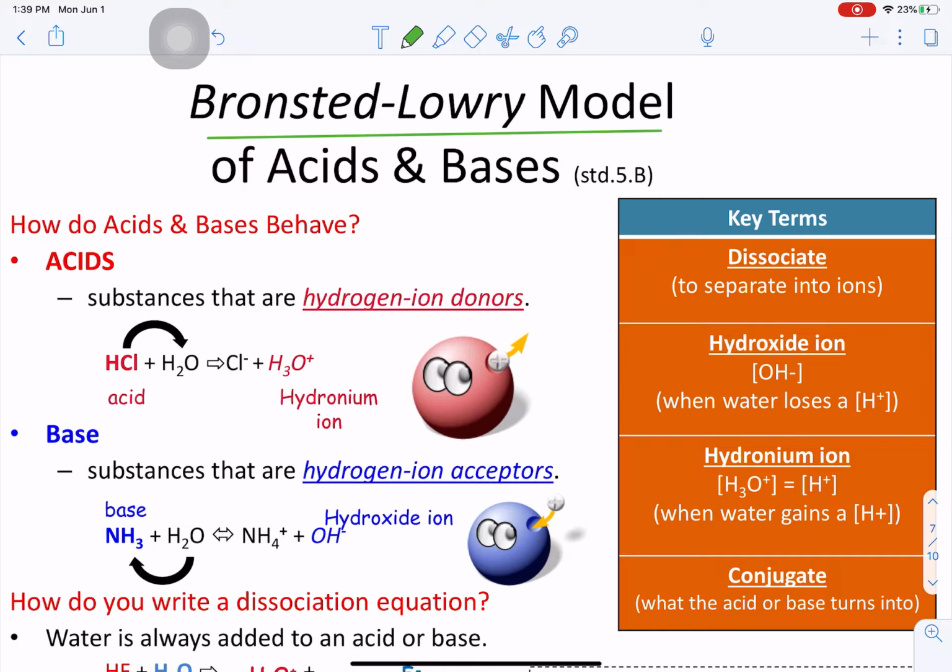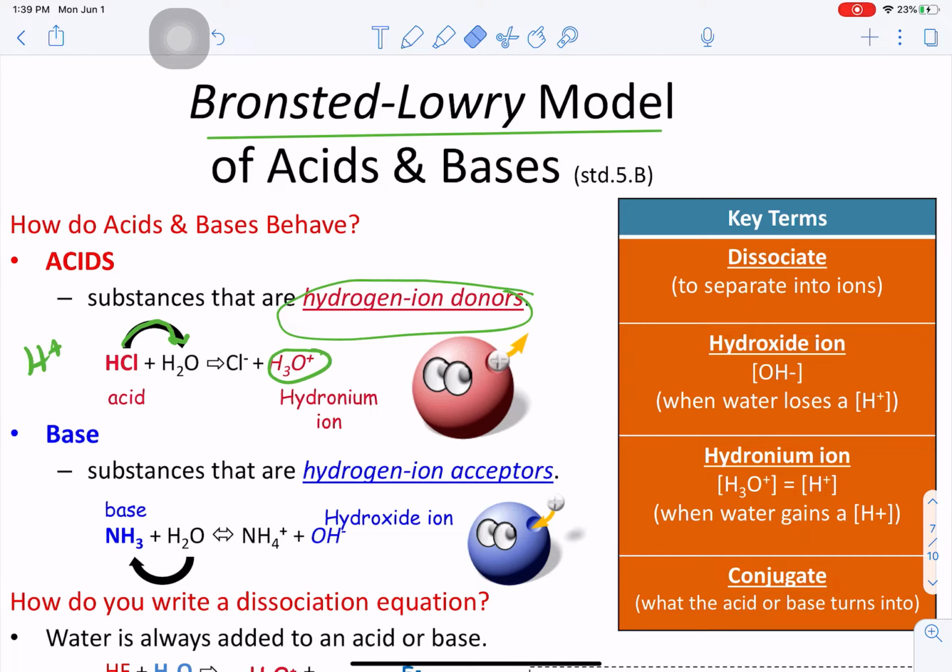Okay, so the first one I want to study with you guys is the Bronsted-Lowry model. The Bronsted-Lowry model of acids and bases. So Bronsted and Lowry decided that acids act as hydrogen ion donors. They're going to donate that H plus. And when they donate that H plus, okay, this water turns into H3O plus because it gained not only an H, but it gained a positive charge.